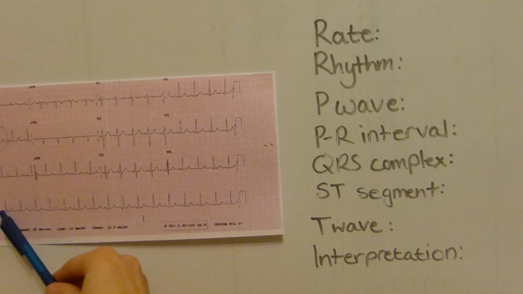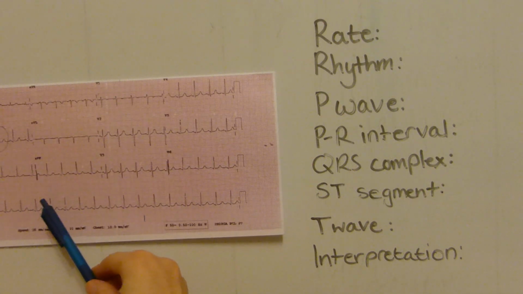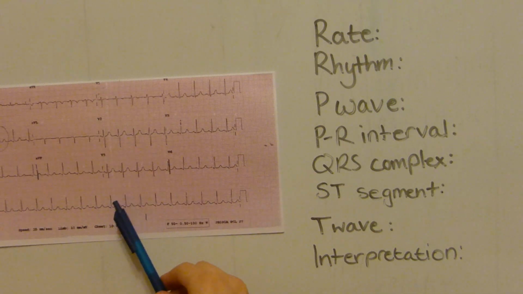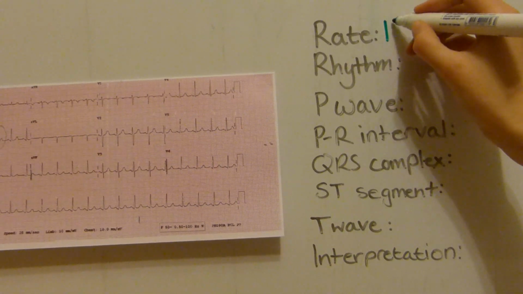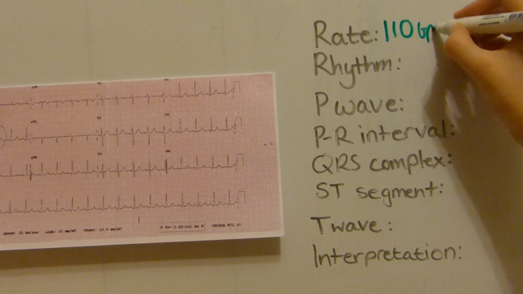So if we look at this ECG, there are 1, 2, 3, 4, 5, 6, 7, 8, 9, 10, 11. Therefore our rate is 110 beats per minute.